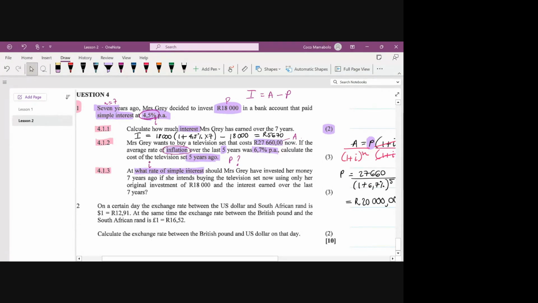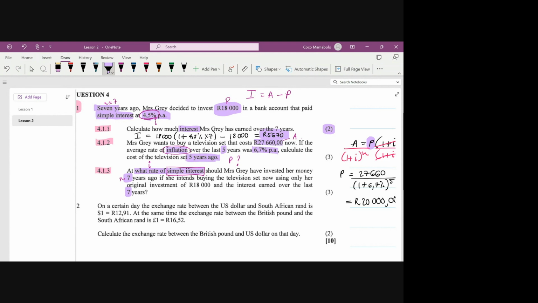And they tell us that we must use the simple interest formula for I, right? Which says, at what rate of interest should Mrs. Gray have invested her money 7 years ago? So that's our N. Our N is 7. If she intends on buying the television set now using only her original investment of 18,000 Rand and the interest earned over the last 7 years. Okay, so here's what they're actually saying. They're saying she's going to use the 18,000 Rand plus the interest that she's earned over those years.